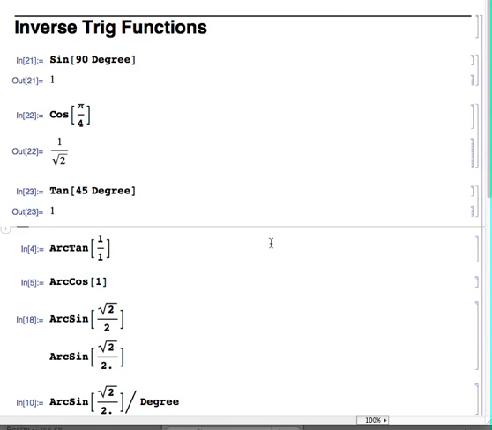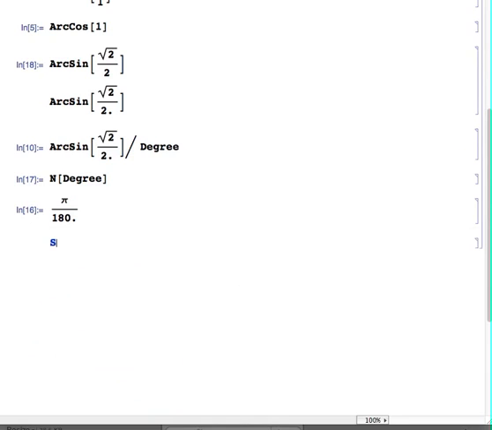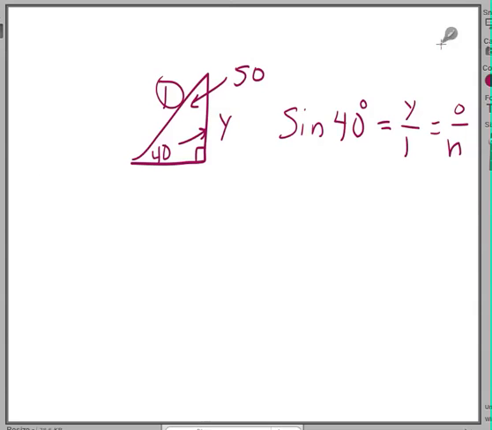We don't know what the sine of 40 degrees is, so we use our calculator or tables, and we say the sine of 40. And we have to say degree, and then we evaluate that, and it says it's the sine of 40 degrees. So what can we do about that? That's not very helpful. Well, if we put a decimal in there, then it will force it to give us a number. So the sine of 40 degrees is approximately 0.64.